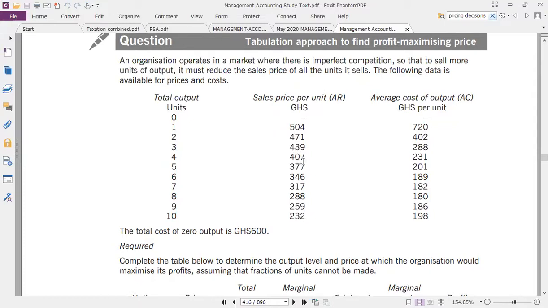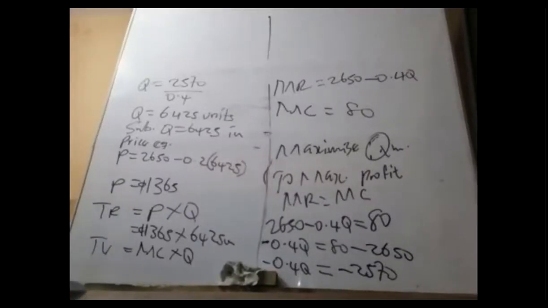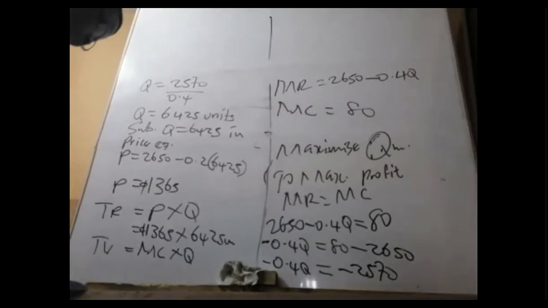The change, the additional money received, the additional. Okay. So that's what we have to find. So therefore, we have to find the total revenue first. So let's copy and complete this table. So let's draw our own table.